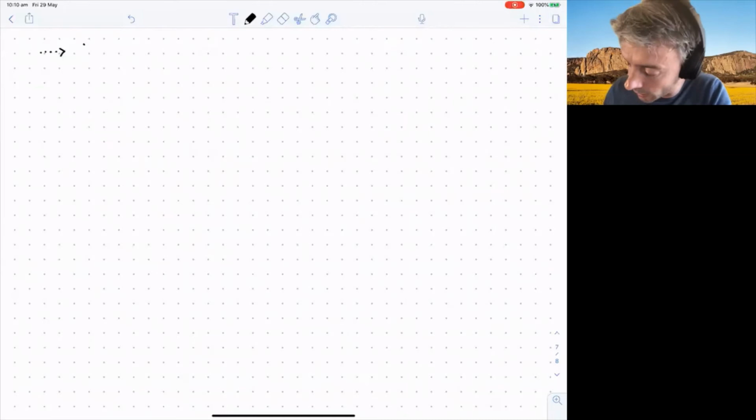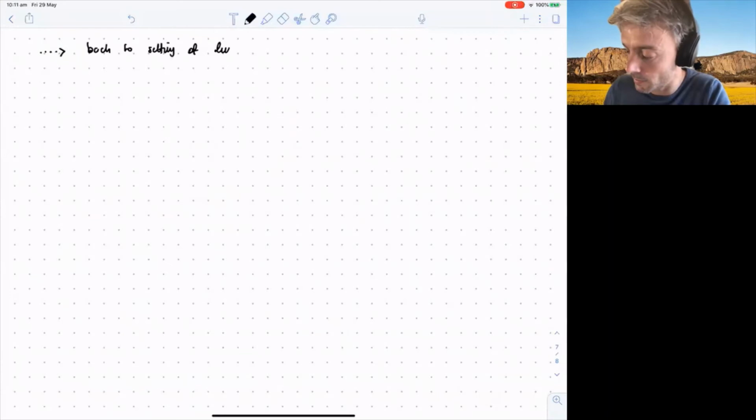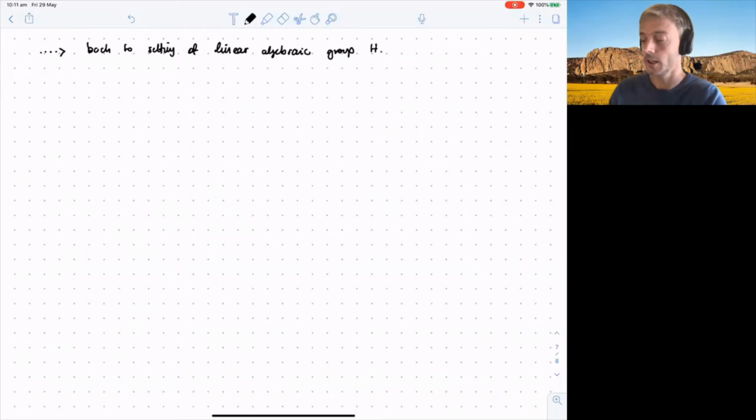So back to the setting of linear algebraic group H. Some of the statements will need things like completions and things like this. So now the de-equivariantization principle.